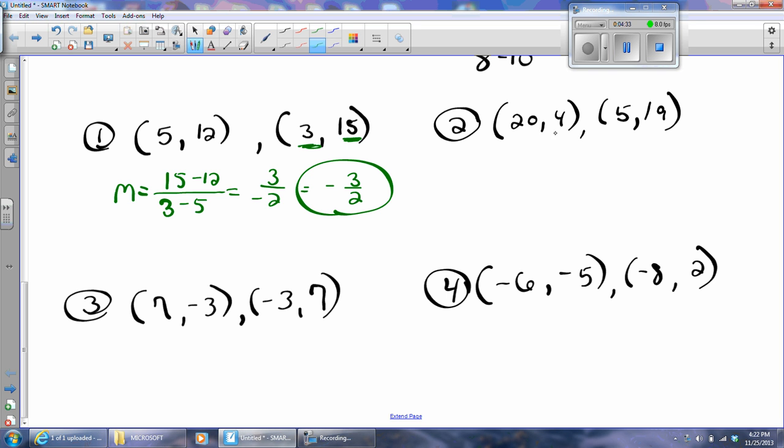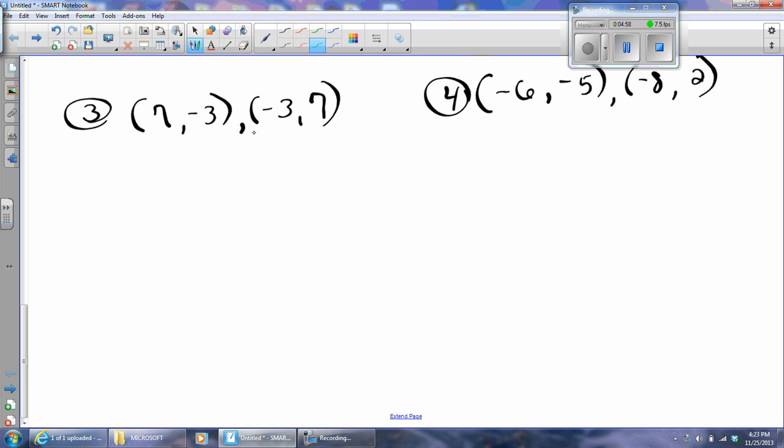Let's try this one. I'll tell you what, I'll start with the 4 this time. I'll do 4 minus 19. That's my slope, by the way. The y's rise to the top, and then I'll do 20 minus 5. That'll be negative 15 over positive 15, which is better said as negative 1. There you go. My slope is negative 1. If you want to keep it as a fraction, negative 1 over 1 would be the best answer.